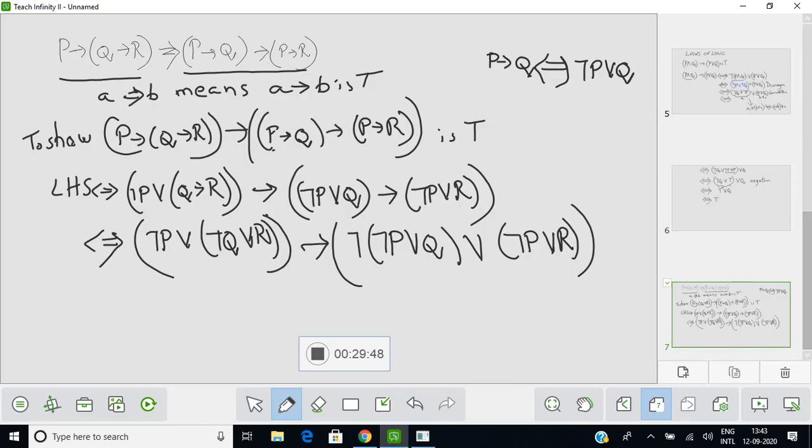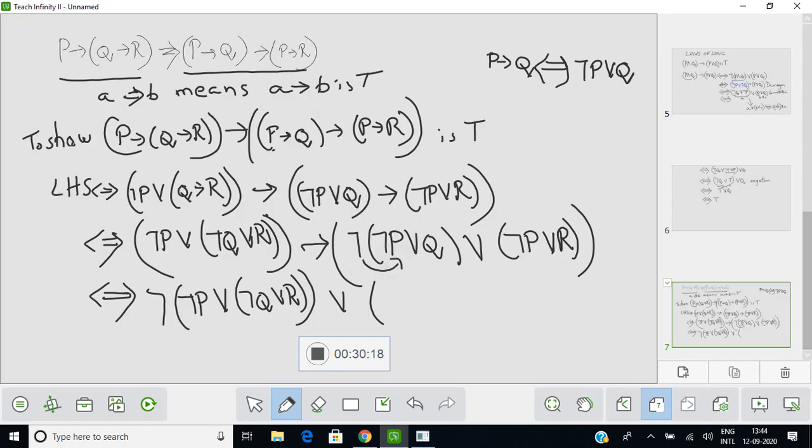Again simplify this. So this is equivalent to negation of negation P, or negation Q, or R. Again we close the bracket, or this whole term repeats itself. So I try to take this negation inside. So this would be P and negation Q, or negation P, or R. Okay, just one step ahead we are moving. We have this.